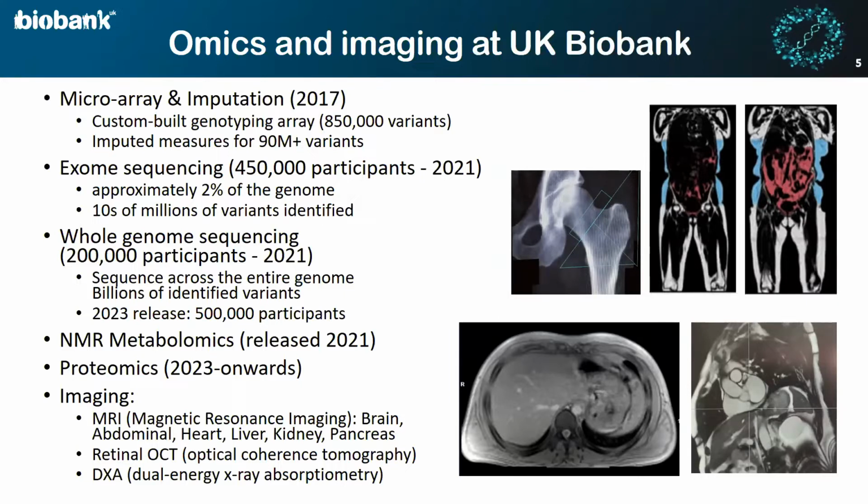in this population. And finally, the effort that we are doing right now is releasing the whole genome sequencing for all of the participants. This uncovered billions of variants pretty much in all of the places of the genome for participants. And by 2023, we plan to release all 500,000 participants being fully whole genome sequenced. In addition to that, we've got the NMR metabolomics data. We've got the proteomics data, which will be released starting in 2023. And we've got all of this rich imaging data, examples of which you can see on the right side.